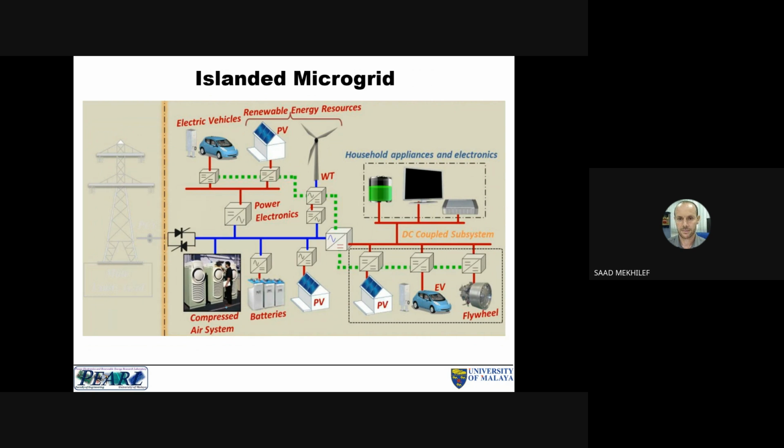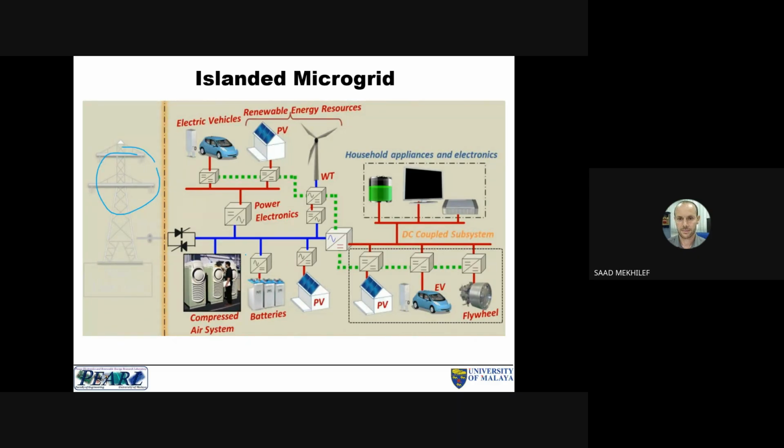Okay, so in islanded microgrids, we don't have the utility anymore. We don't have the grid anymore in the system. So the grid is not a part of the system. So what do we have here? It can also be a combination, as I said before. It's not necessary to have all of those.